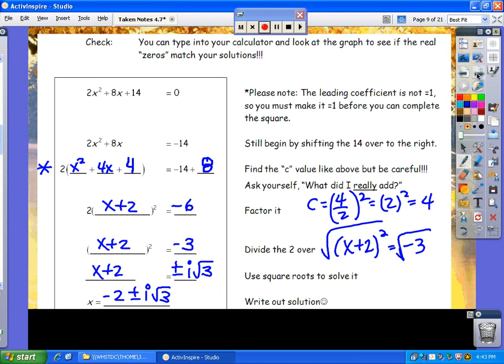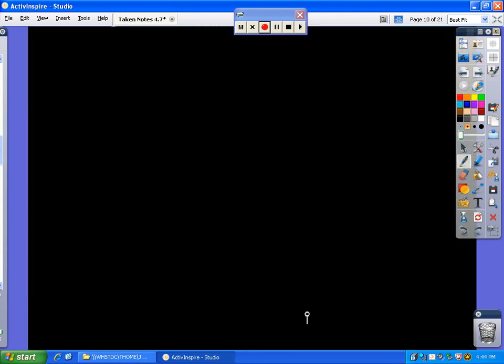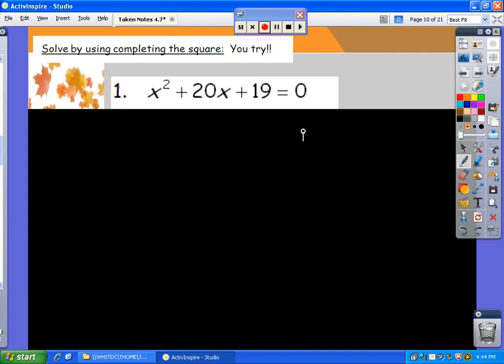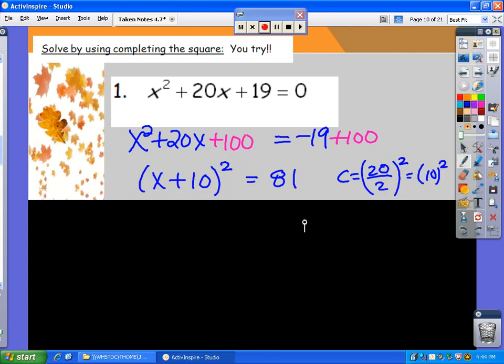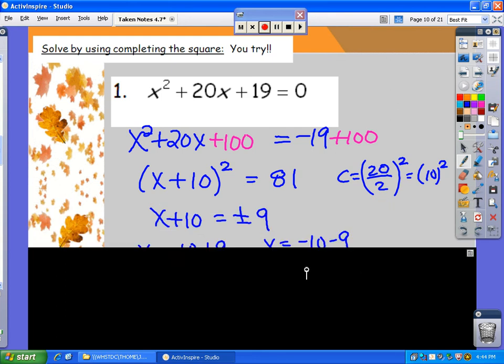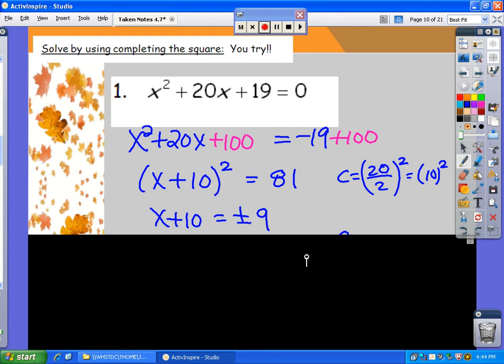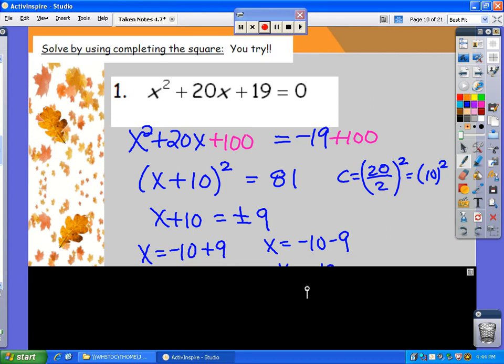Alright, here's some practice problems. The process is going to stay the same each time, just the numbers are going to change. So, look at our first example. Move the 19. What's in pink is where I completed the square. Factor the left side, factor the trinomial. Take the square root of both sides and separate. Move the negative 10 and separate.